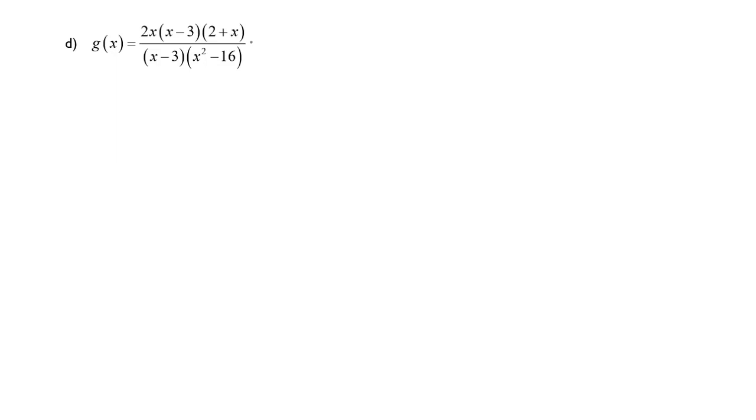Welcome to Part 8 on rational functions. We have g of x equals 2x times (x minus 3) times (2 plus x), all over (x minus 3) times (x squared minus 16). Factoring this further in the denominator will give me (x minus 3) times (x plus 4) times (x minus 4).